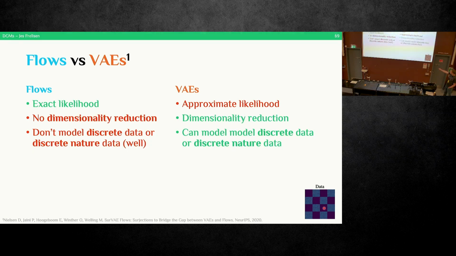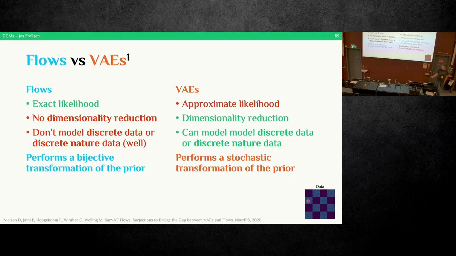If I try to fit a flow to this, and if we've got time in the exercise, you will actually try to fit a flow to this, you see that it's very hard to fit a flow to data that looks like this. A VAE can, in principle, model discrete data or things with discrete nature because we have the Bernoulli output distribution on the VAE. But if you try to fit a VAE to something that looks like this, it's also difficult.